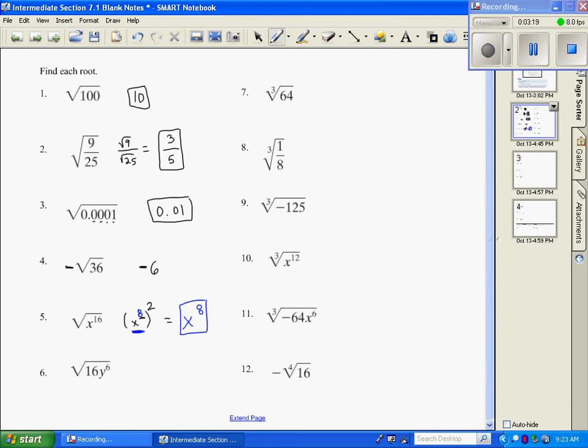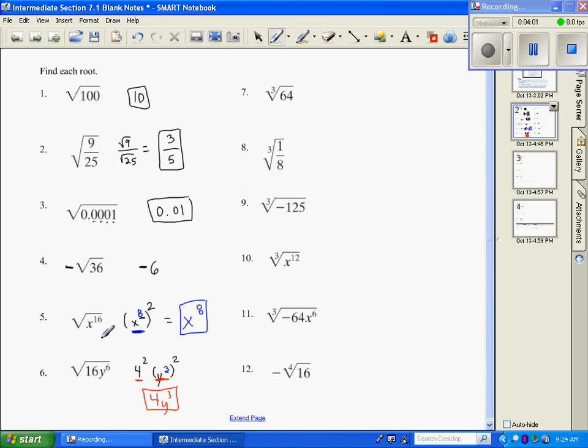So in number 6, if I had to rewrite, I would say what squared gives me 16. If I wrote it out the long way just so you can see it, that would be 4 squared gives me 16. And then for my variable, I need my exponent to be a 2, so it's y down here. So I need to know y to the what power. Well, the way we do that is we say 3 times 2 is 6. So my answer is, when I say what squared gives me 16y to the 6, I'm going to say a 4 and y to the 3rd.